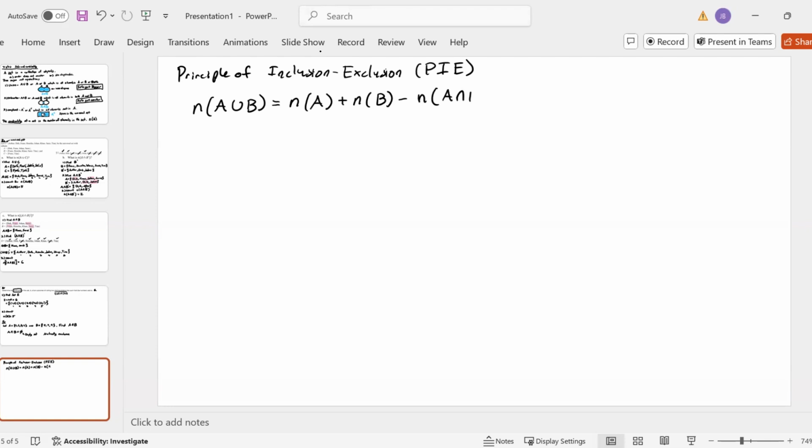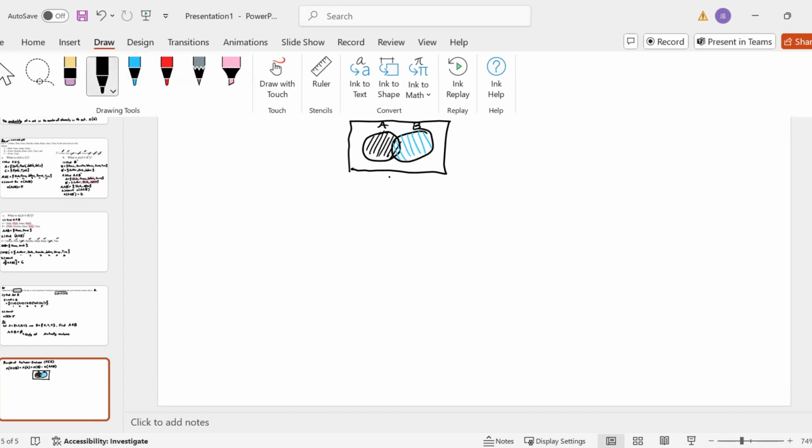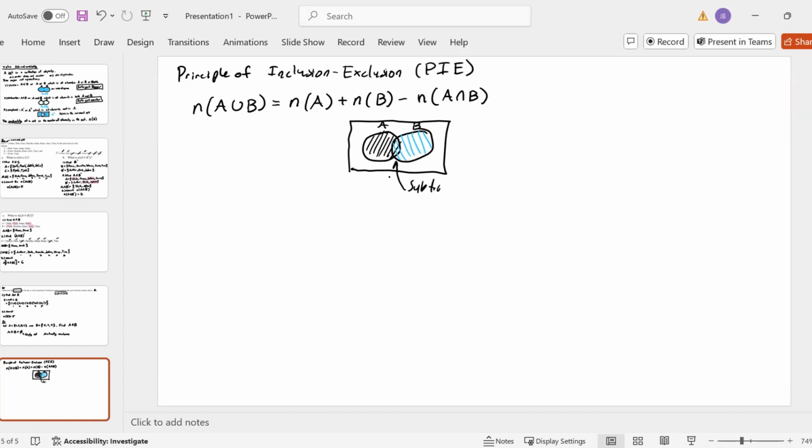We have to subtract out where they overlap. If you draw a Venn diagram with A and B, and I count all of A and then all of B, you've counted the middle region twice, so we have to subtract out the double counting. That's what the formula does. It subtracts out the double counting, which is really important.